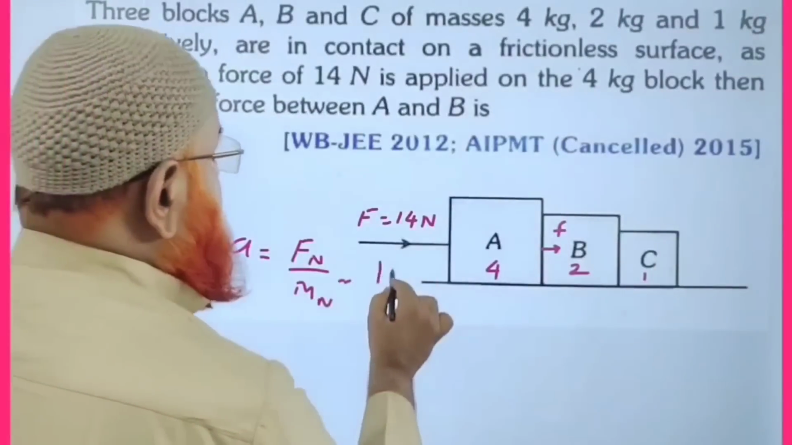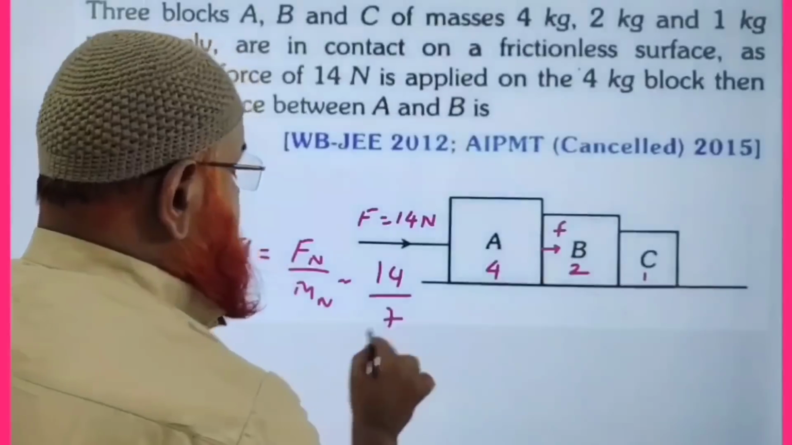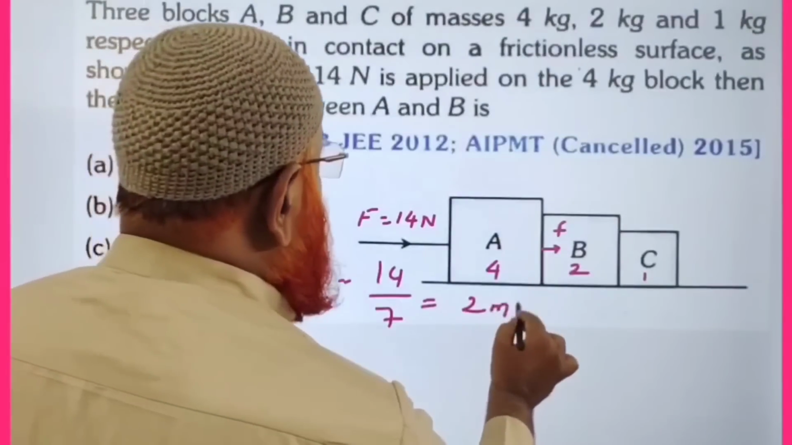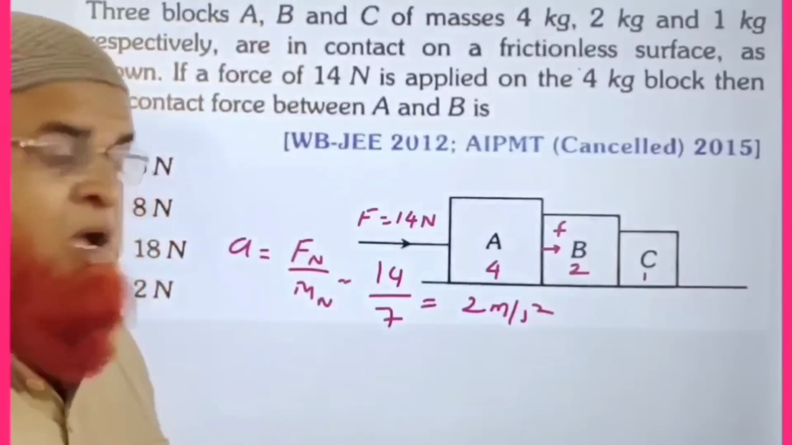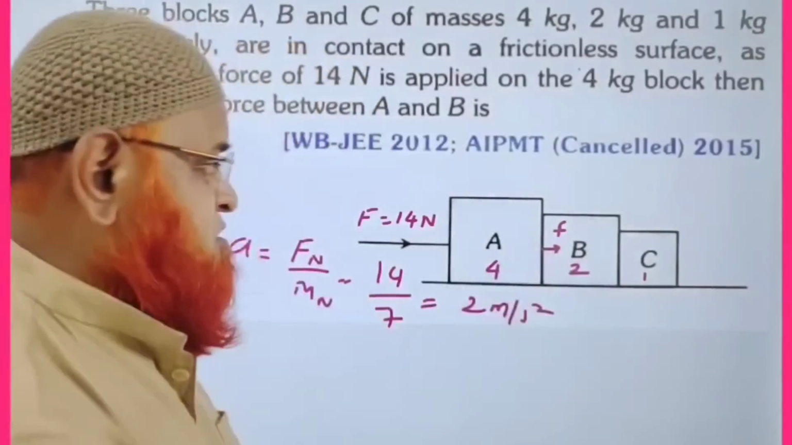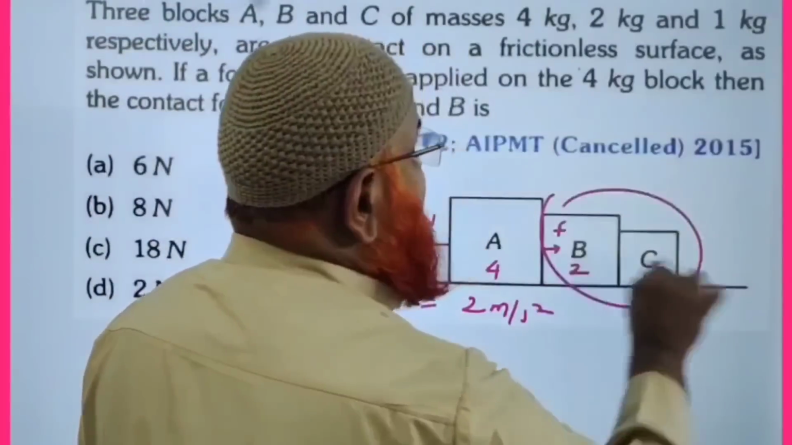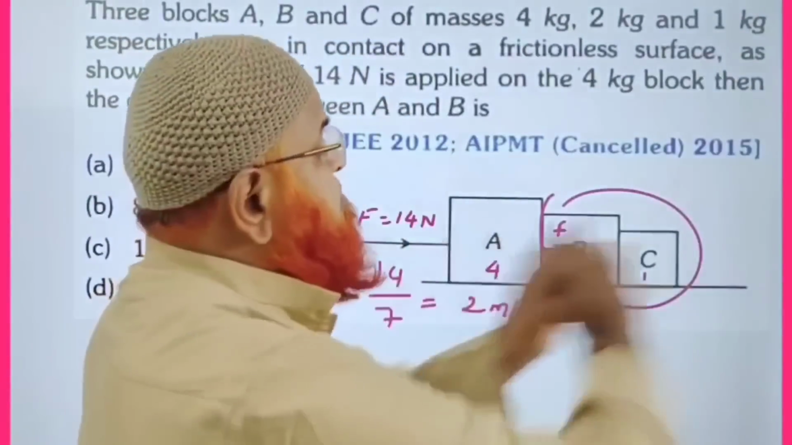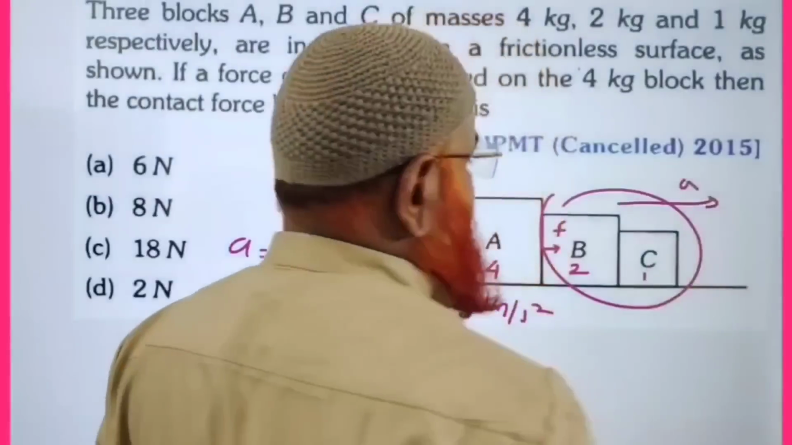Net force applied is 14. Net mass, add them, is going to be 7 here. So you'll get an acceleration of 2 meter per second square. You got the acceleration now. Now it's very simple to find the contact force. You know this contact force is pushing B and C, that's it. Contact force is pushing B and C in this direction with the same acceleration.